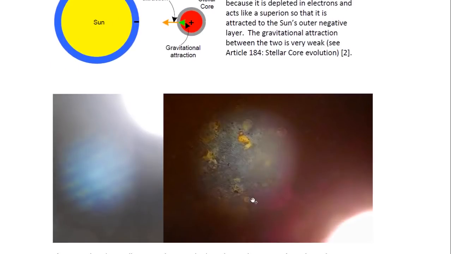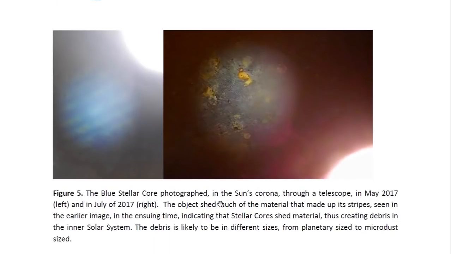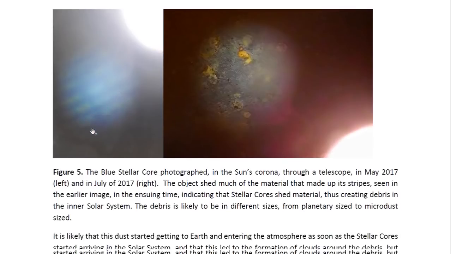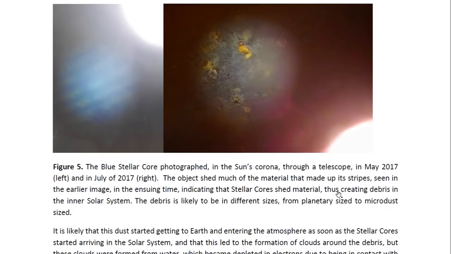Now, in addition, stellar cores shed material when they arrive at the sun's corona. And this could be seen with the blue stellar core, which was photographed through a telescope in the sun's corona. You can see it here. It had stripes, and this photograph is from May of 2017, and this one is from July. In the ensuing time, the object lost a lot of the material that made up the stripes. So we can see that these objects shed material and thus create debris in the inner solar system.